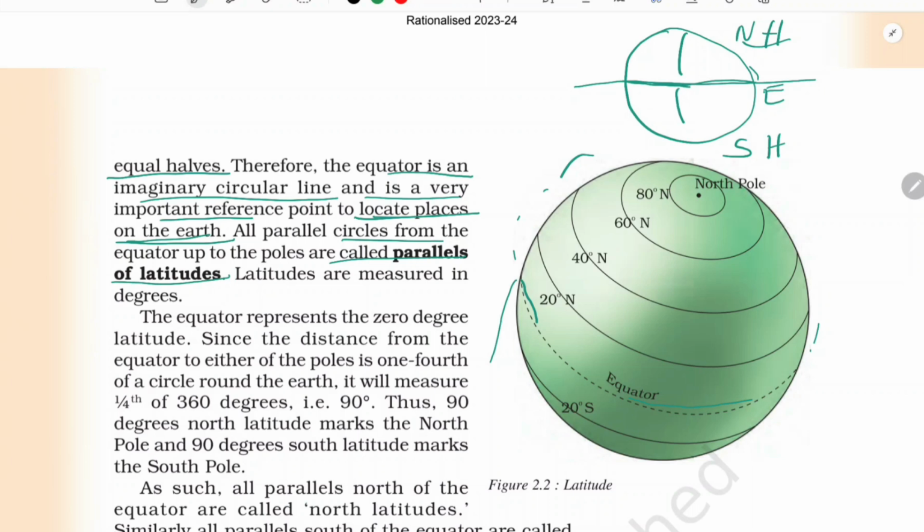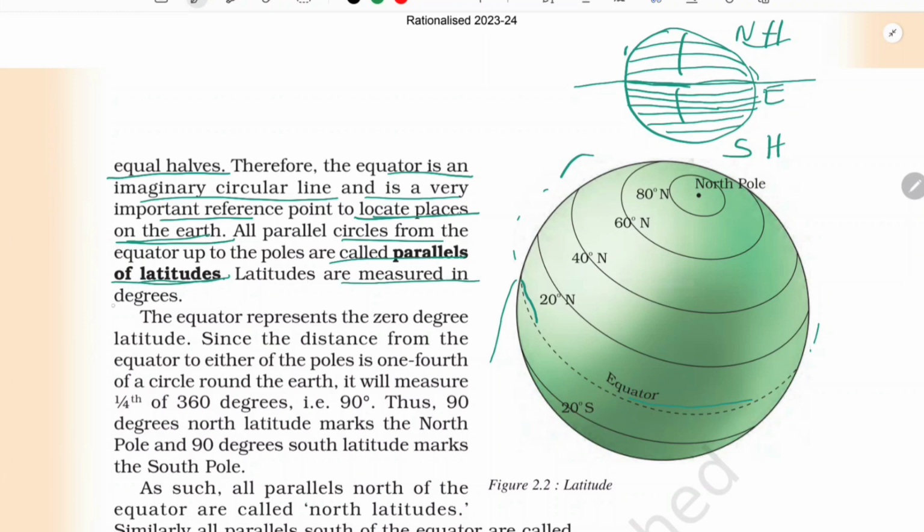From the name itself, latitude, landing. These are in the landing position, like sleeping position, landing position, latitude. So here you will find such imaginary lines in both the southern hemisphere as well as the northern hemisphere. These are all parallel and equally spaced. These are all parallels, so that is why they are called parallels of latitude.